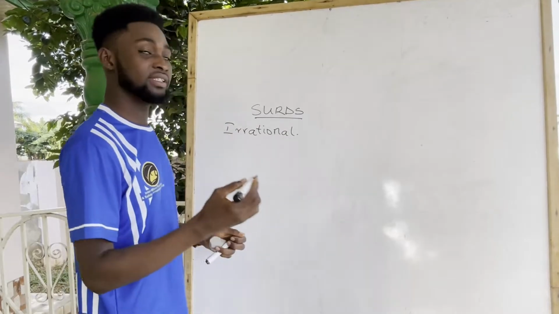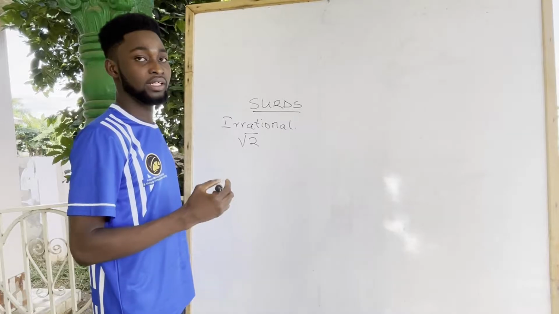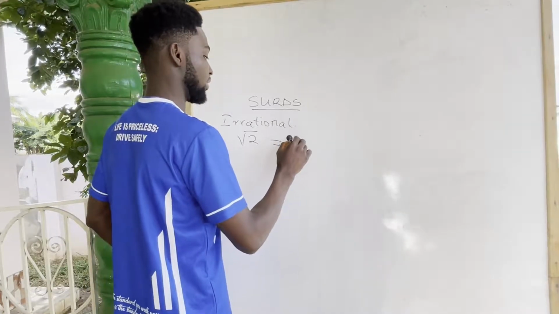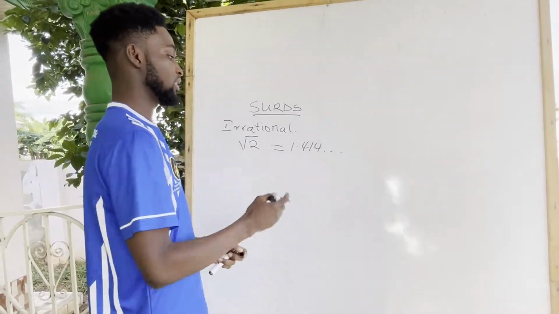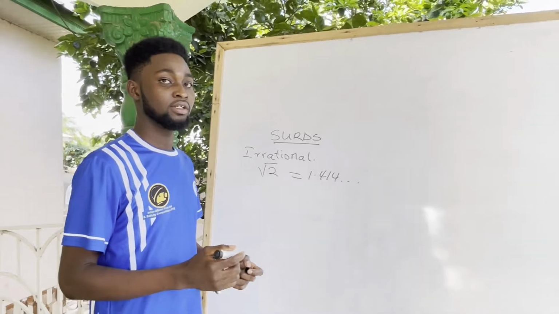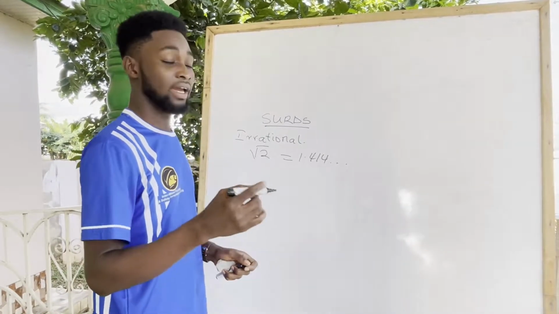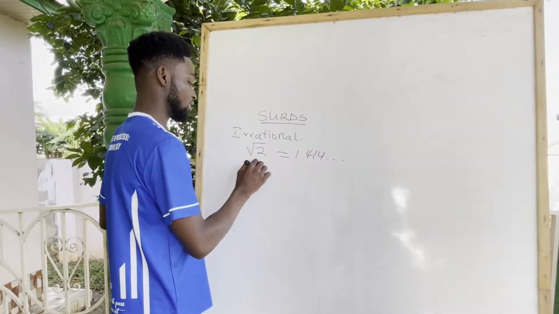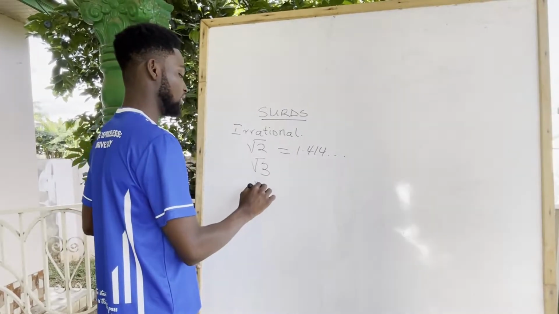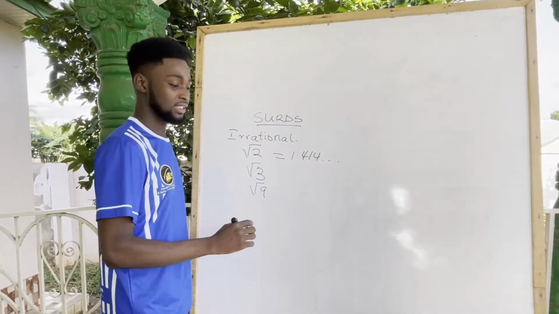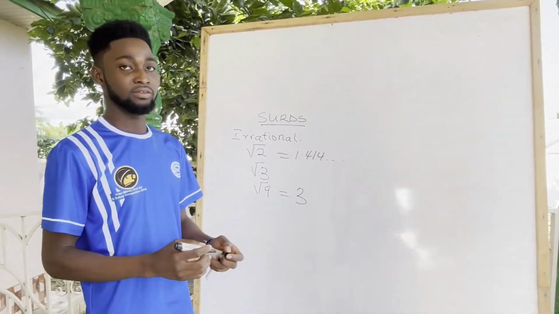So let's say, for instance, you can have root 2. Root 2 is irrational. For instance, it gives you 1.414 continuous. So such a number can be termed as irrational. So a number without a root sign can be called a set. Examples of such sets are, for instance, you can have root 3, but having root 9 cannot be a set. Root 9, for instance, is supposed to give you a definite answer, 3. So something like this cannot be a set.